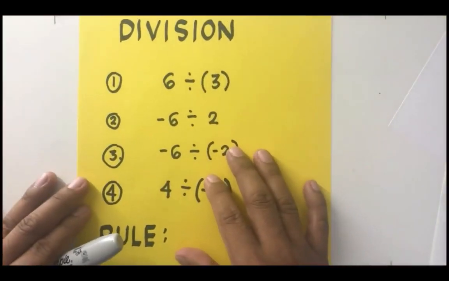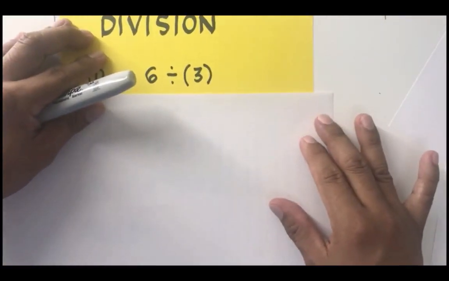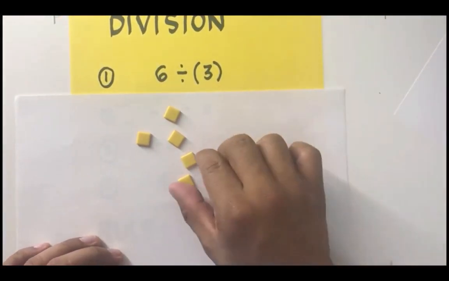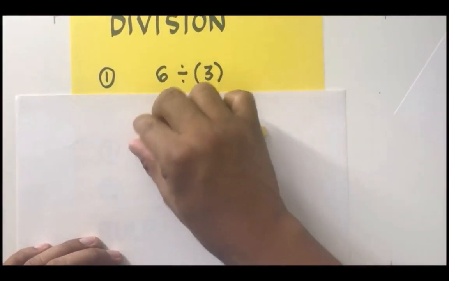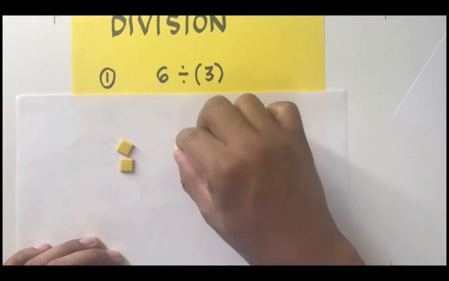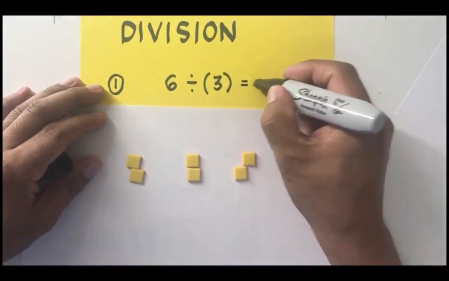Now, let's visualize division of integers. When we have 6 divided by 3, you interpret it this way. You have 6 items, and you are going to group them or divide them into 3 equal parts. 1 part, 2 parts, 3 parts. And then the answer is how many items are in each group. There are 2 items in each group. So 6 divided by 3 equals 2.